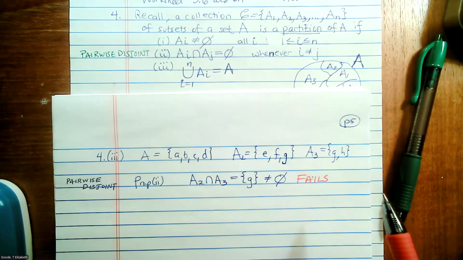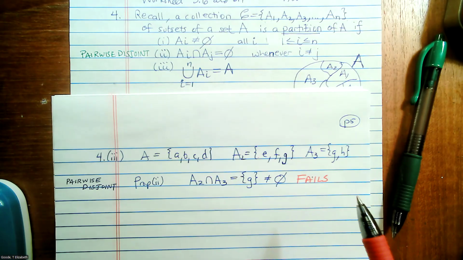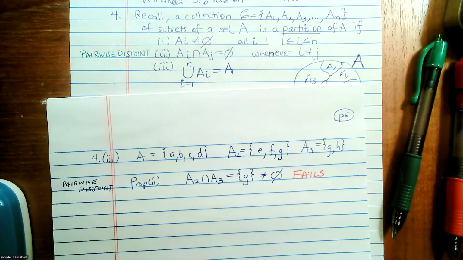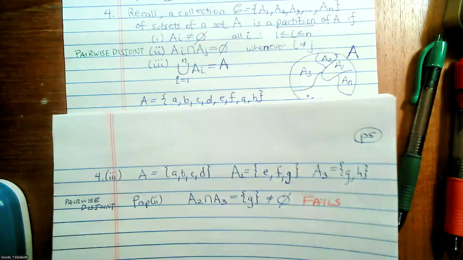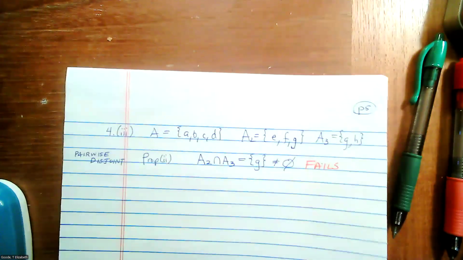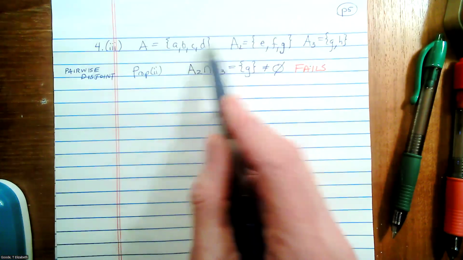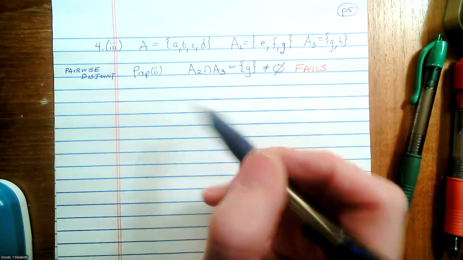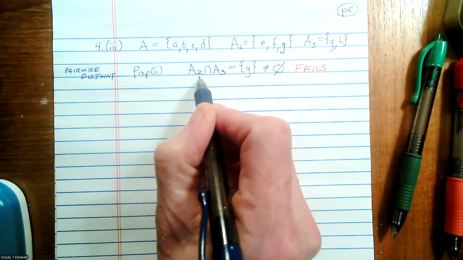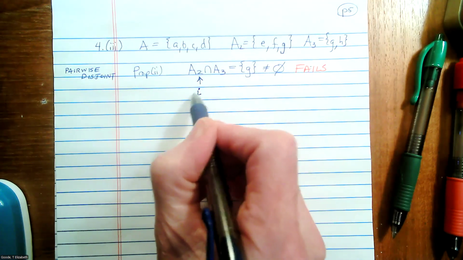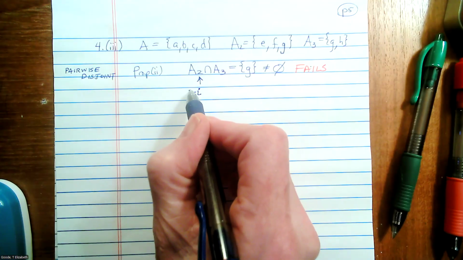So pairwise disjointness is not as restrictive as taking the intersection of all of them. Okay, I hope I said that right. But the point is, you don't have to find an element that's in all three. You just need to find two sets. So for example, if we use A1 and A2, it will fail too, but it will not.